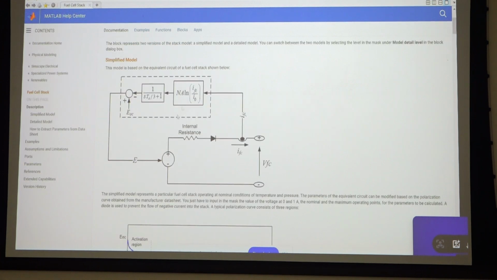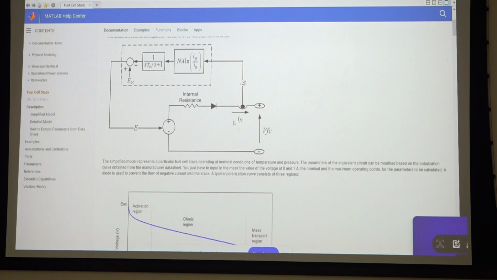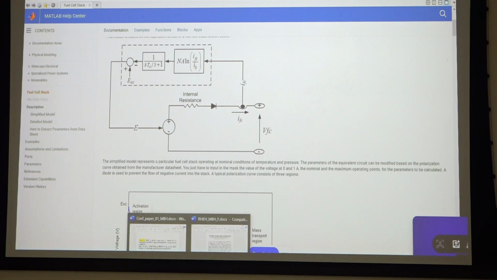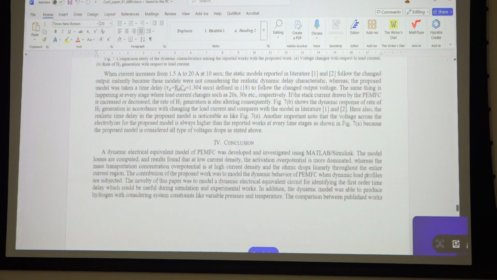So this is that circuit, but the available MATLAB built-in circuit ignores concentration overvoltage. Here we can see the equivalent of ohmic voltage, this resistance part, and there is a current dependent parameter only. These are the equations for activation voltage drop only. There are no other parallel connections in this presentation.